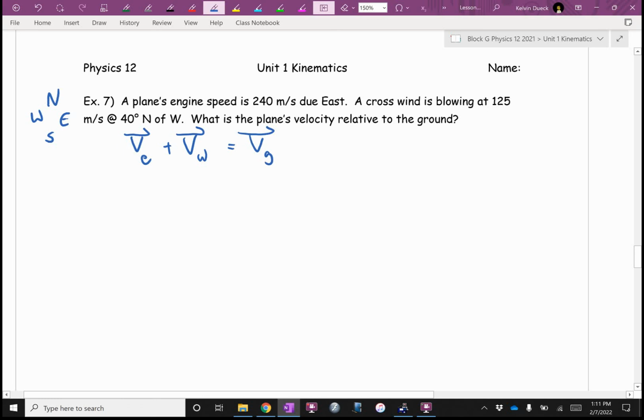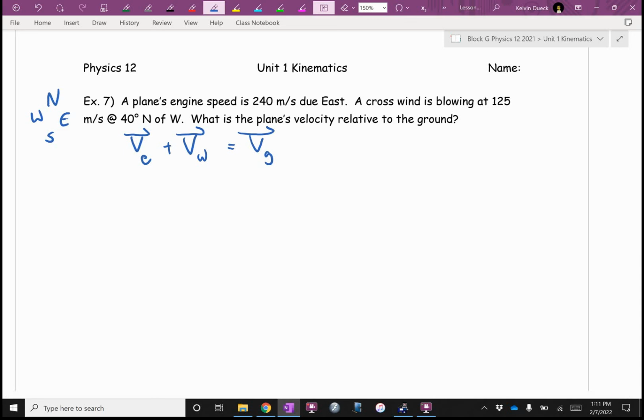I fibbed a little bit. I said this was an A+ level question. This is an A level question. Because what are they asking me to find, Kai? They're asking me to get this by itself, which already is. An A+ level question would be if I gave you this and the wind velocity, and I said find V engine. How would you get the V engine by itself? How would you move the V wind over? You'd have to subtract vectors. How would you subtract vectors? You wouldn't. You'd have to add the opposite. That would make it an A+ level question.